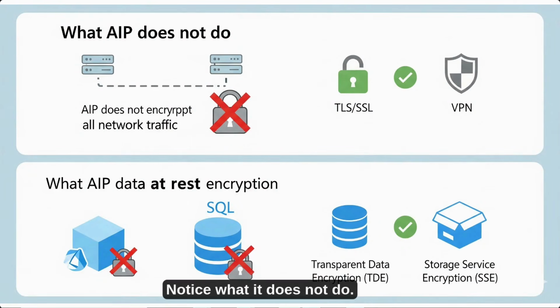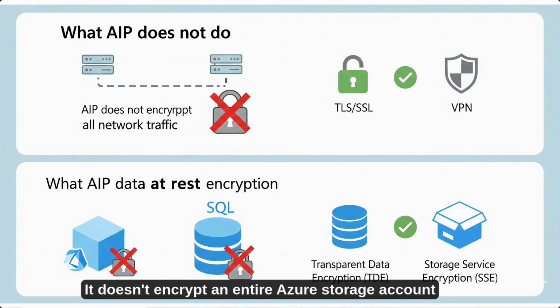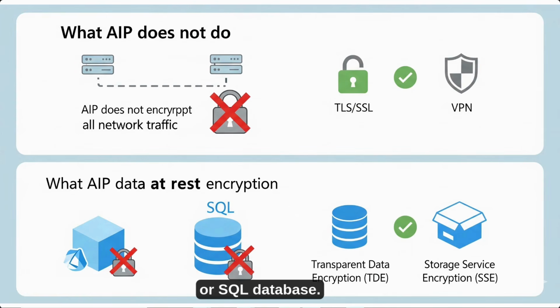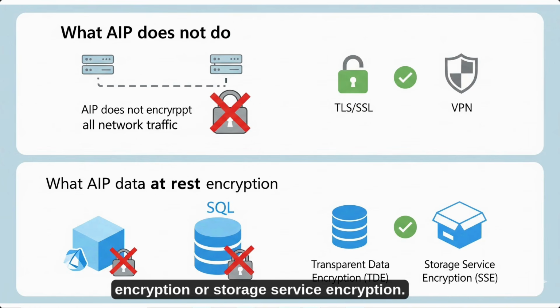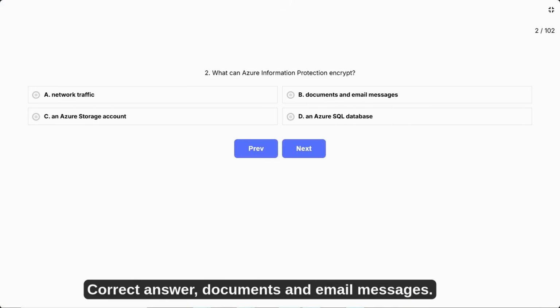Notice what it does not do. It doesn't encrypt all network traffic. That's handled by things like TLS, SSL, or VPNs. It doesn't encrypt an entire Azure storage account or SQL database. Those use other encryption methods like transparent data encryption or storage service encryption. Correct answer: documents and email messages.